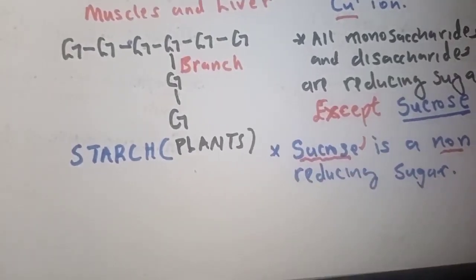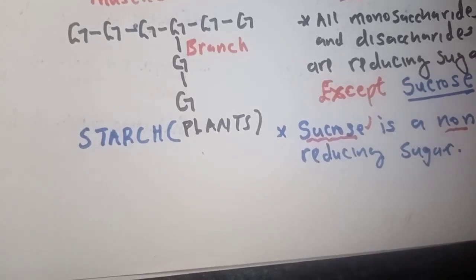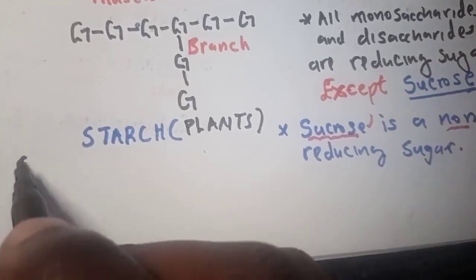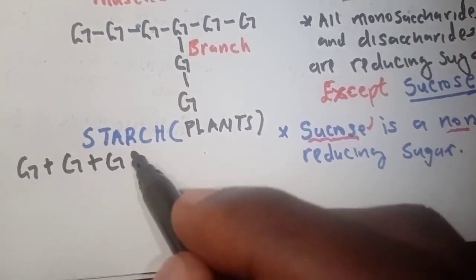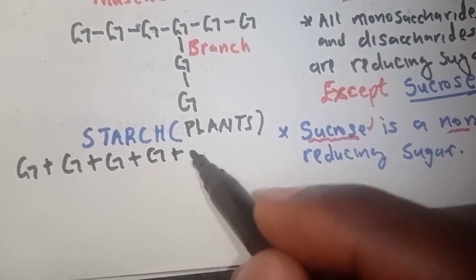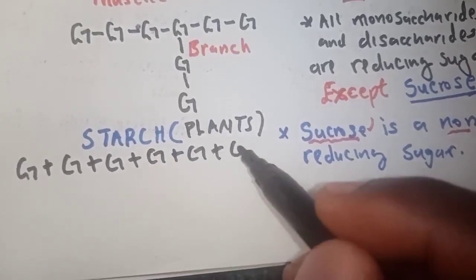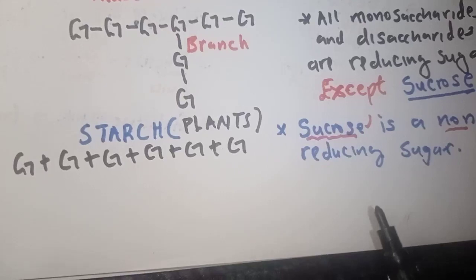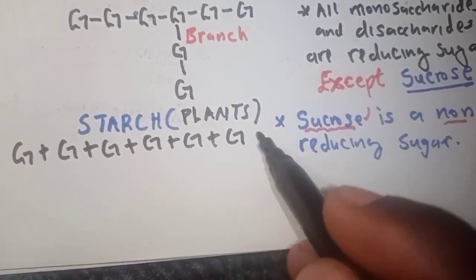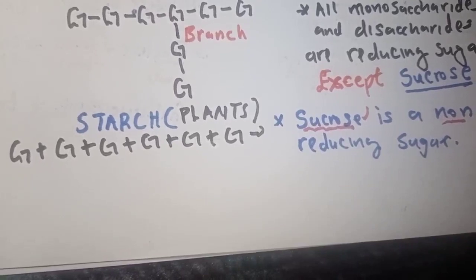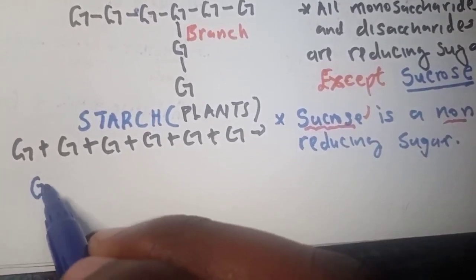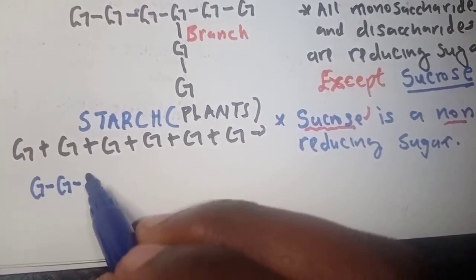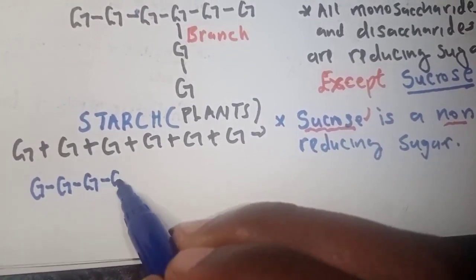Okay, plants make starch. Now, starch also, you're going to add glucose plus glucose plus glucose plus glucose. Since these are polysaccharides, you add as many glucose as you can add. So when you add this, a condensation reaction will take place, and the glucose will be combined like this. They form linkages that combine them.